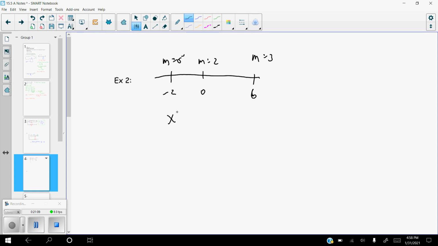All right, if you paused it, hopefully this is what you came up with. So you would have 5 times -2 plus 2 times 0 plus 3 times 6, divided by the total mass, which in this case is 10. So you're going to get -10 plus 18, which is 8 over 10, or 4/5. So your center of mass would be a little bit just past the 0, not quite 1. Okay.